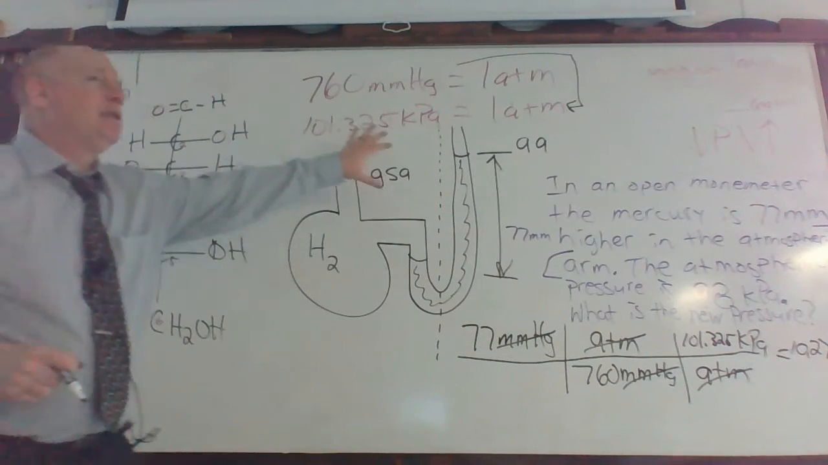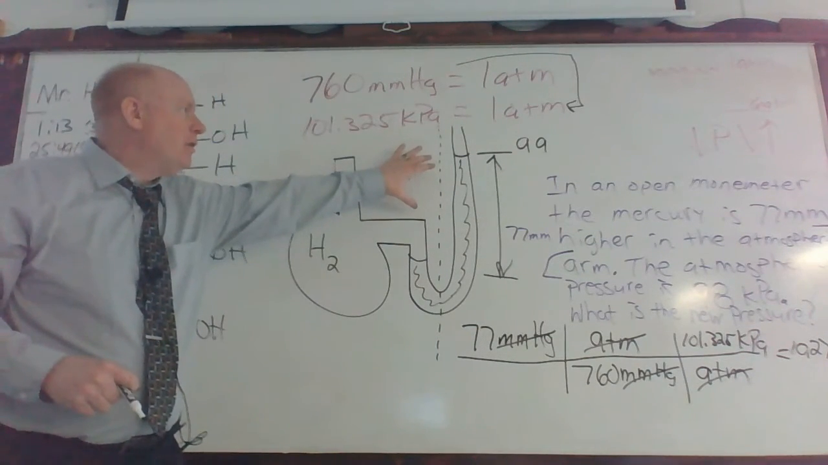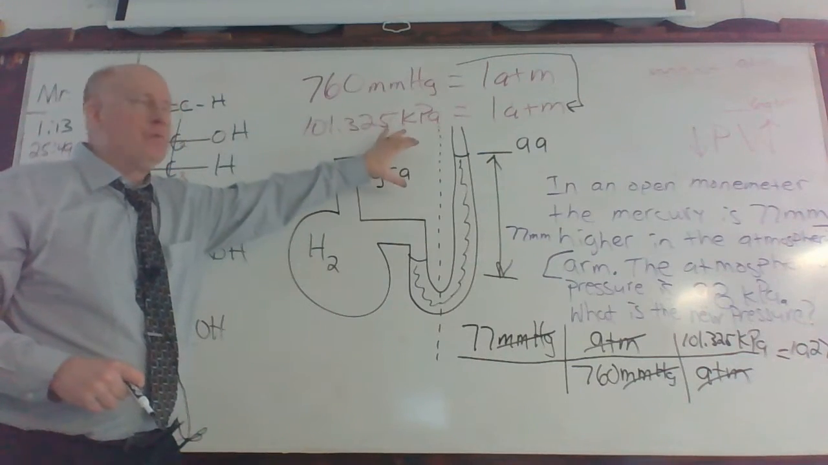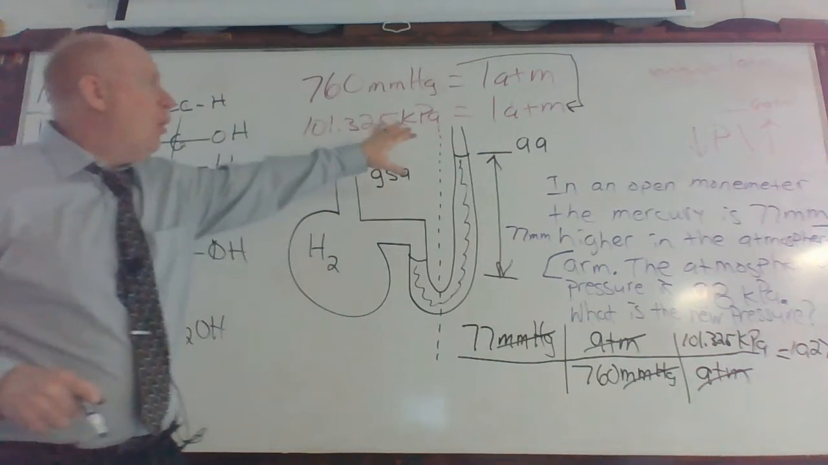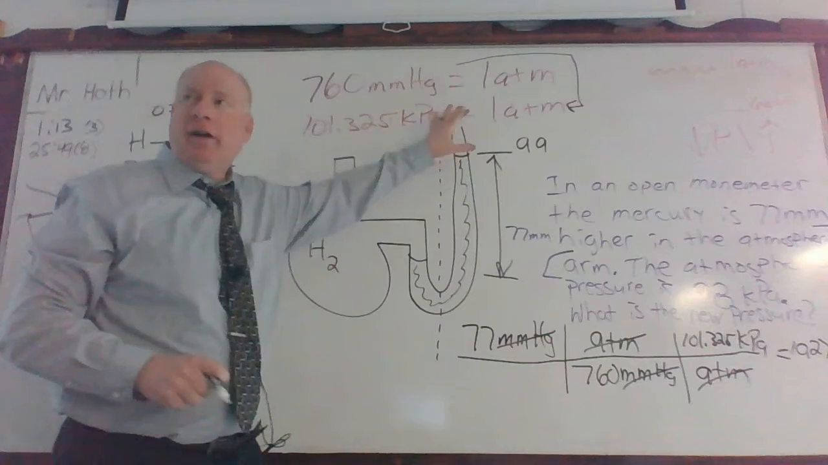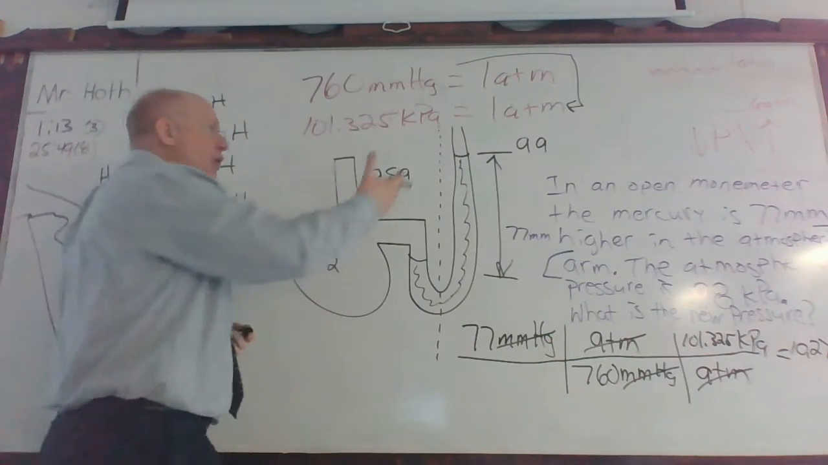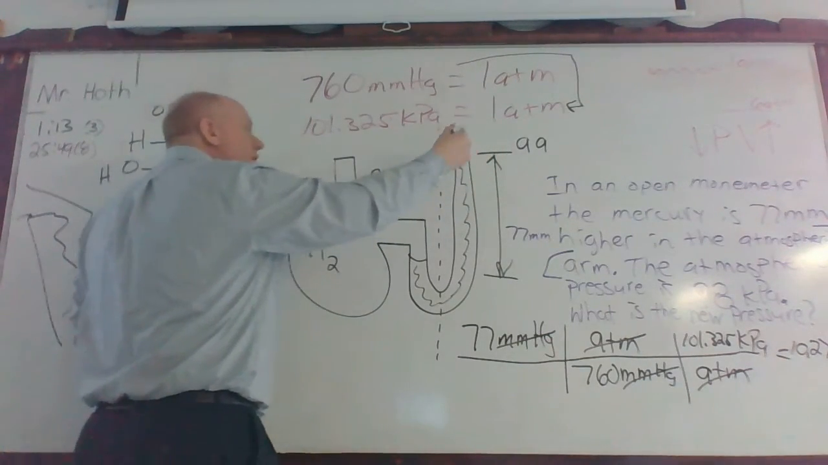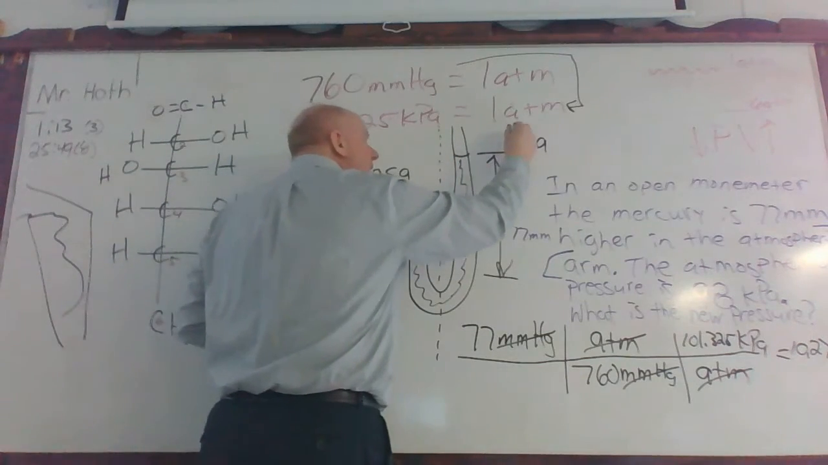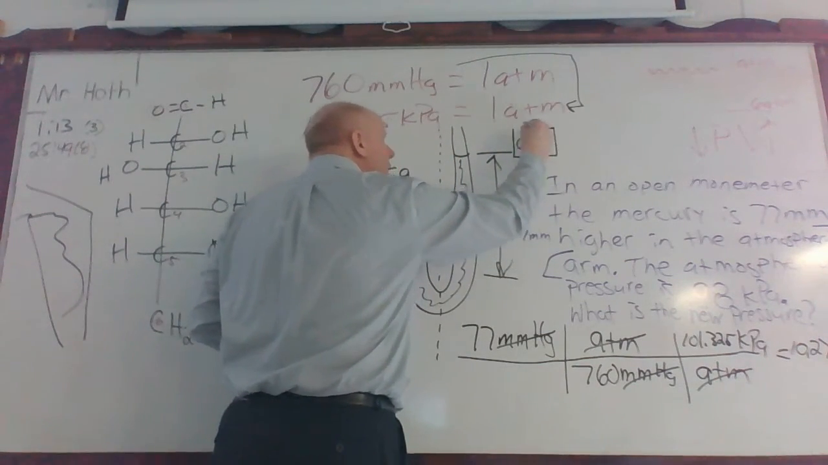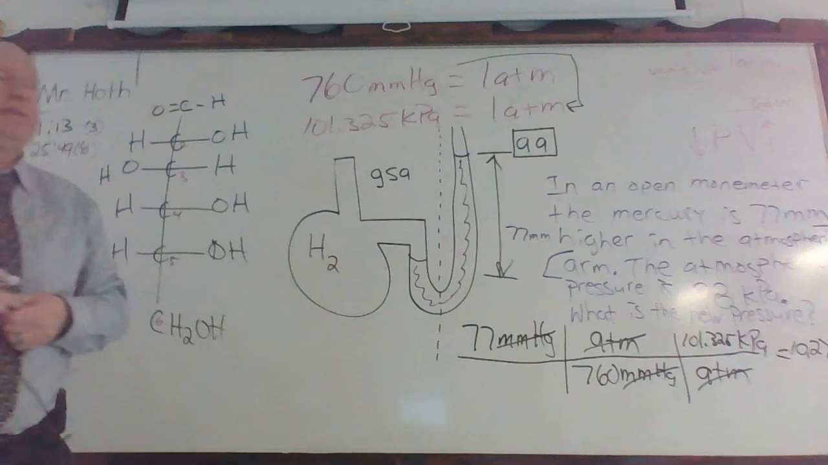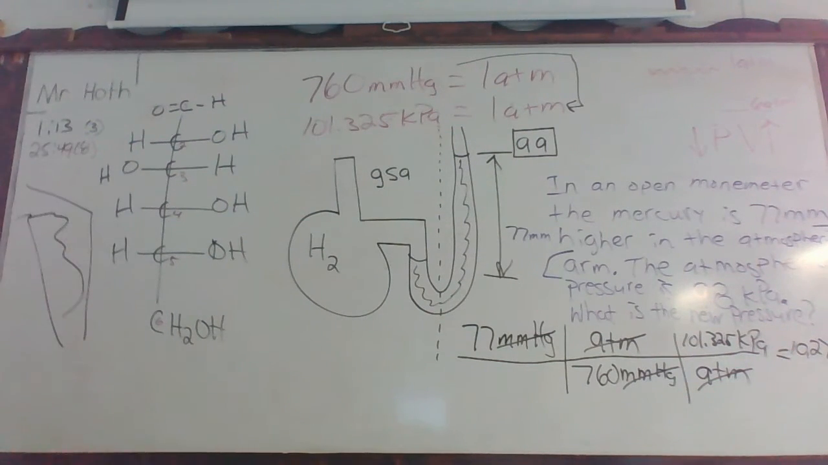Now, back to why that's so important. Here's the reason why. Because this is open, we need to account for that correction factor of being exposed to the atmosphere. So, if the mercury is higher in this side, hopefully there's these little, not a pseudonym, not an antonym.